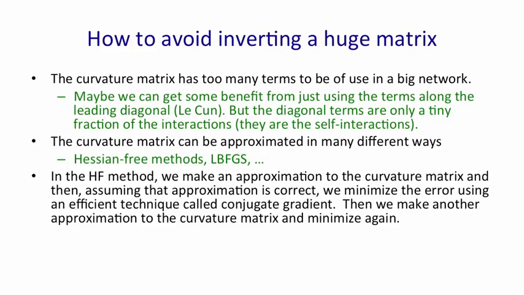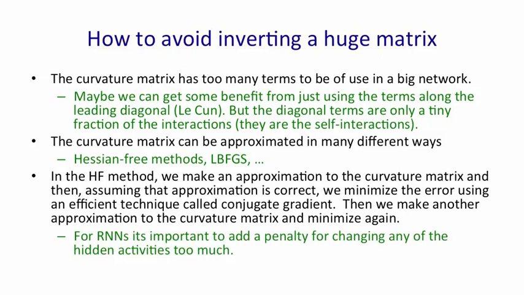In the Hessian free method, we make an approximation to the curvature matrix, and then we assume that the approximation is correct. So we assume we know what the curvature is, and that the error surface really is quadratic. And then, starting from wherever we are now, we minimize the error using an efficient technique called conjugate gradient. Once we've got close to a minimum on this approximation to the curvature, we then make another approximation to the curvature matrix, and we use conjugate gradient to minimize again.